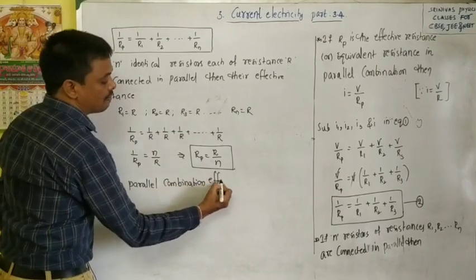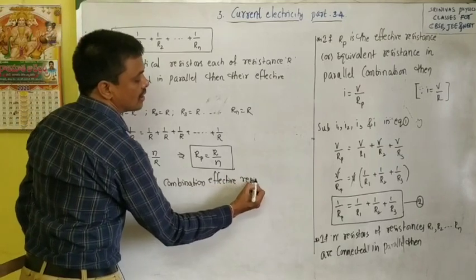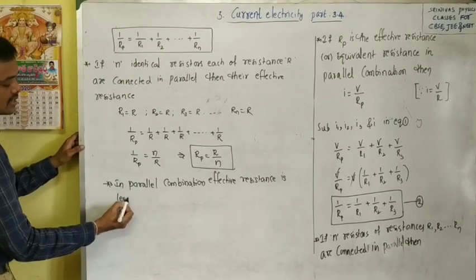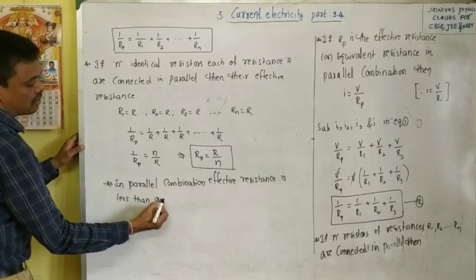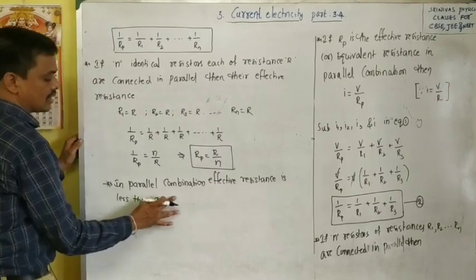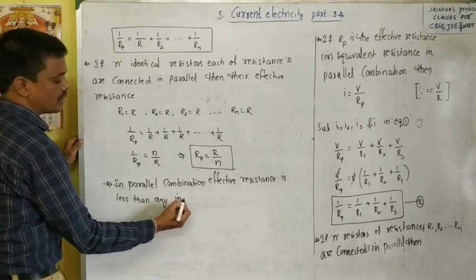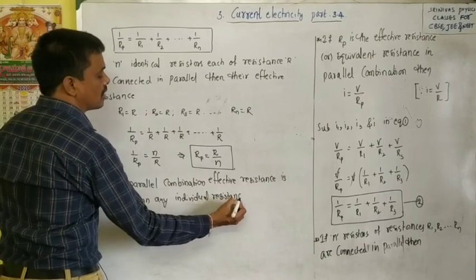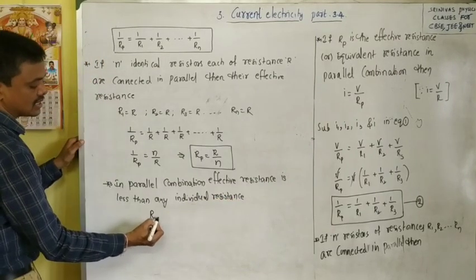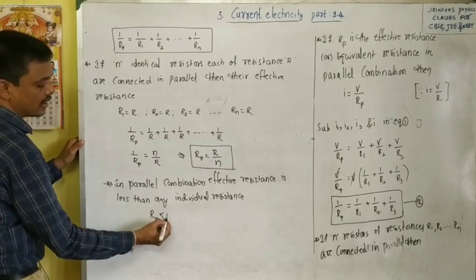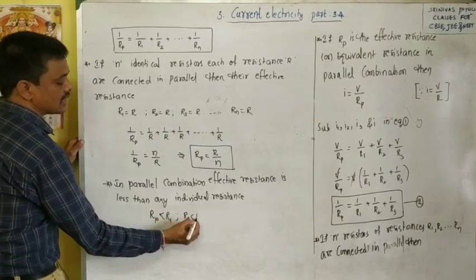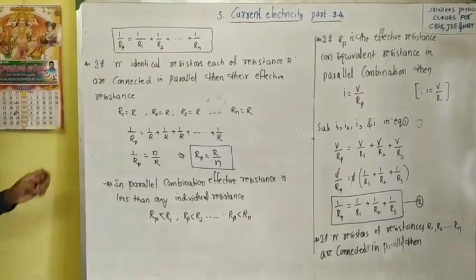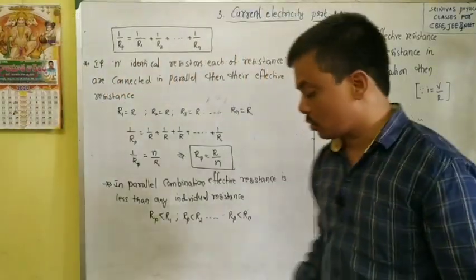In parallel combination, the effective resistance is less than any individual resistance. That means Rp is less than R1, or Rp is less than R2, or Rp is less than Rn, we also write. Okay, now let us see some points I will give in the note.